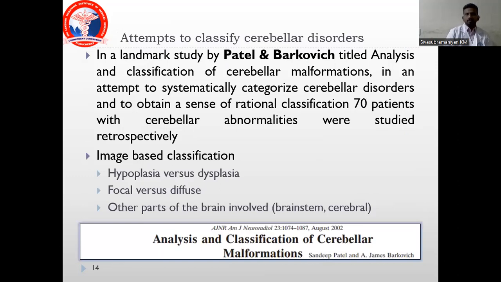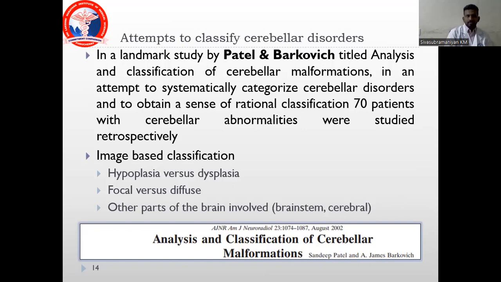So, in an attempt to classify cerebellar disorders, there is a landmark study by Patel and Barkovich titled Analysis and Classification of Cerebellar Malformations, in an attempt to systematically categorize all the cerebellar disorders and to obtain a rationale of what is exactly happening and how they evolve, and whether it is a malformation or is it a disruption. I've shared the journal title and the article here, and this is a very good read, and this clarifies a lot of concepts in understanding about cerebellar dysmorphogenesis.